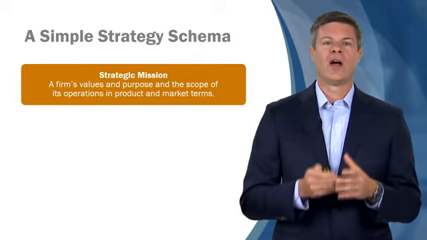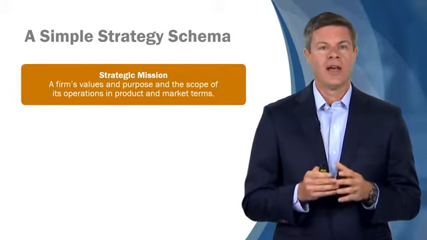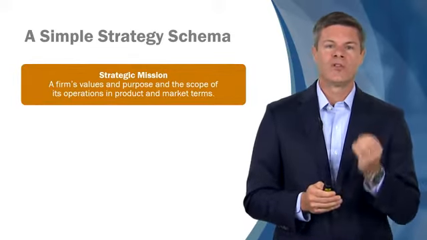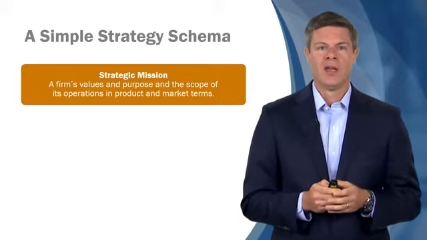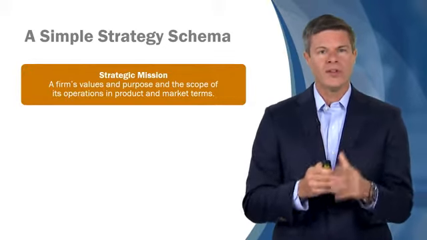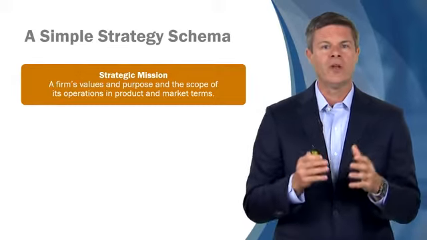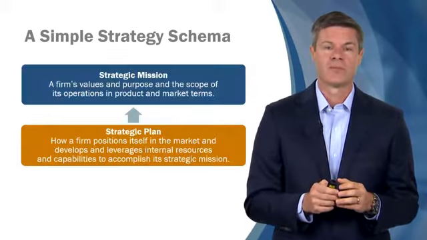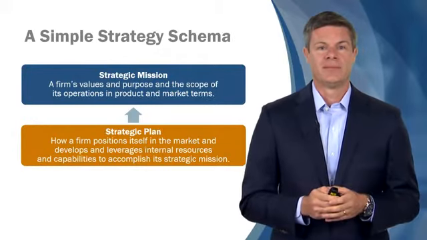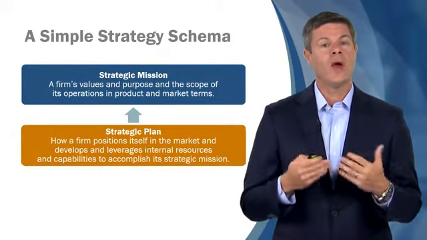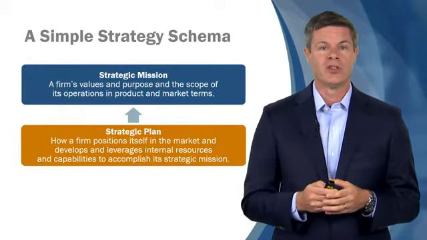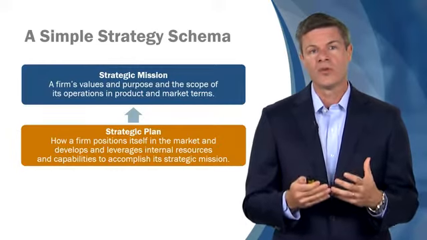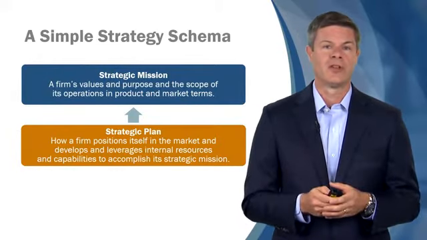So let me suggest the following simple strategy schema to help us map out what an organization's strategy might be. We start with this idea of the strategic mission, a firm's value, its purpose. What's the scope of its operations? How do we define the business, and how do we express its aspirations? Strategic plan. So the strategic plan now is the way in which it achieves its strategic mission. How does the firm position itself in its markets? How does it leverage its internal resources and capabilities to accomplish its strategic mission?